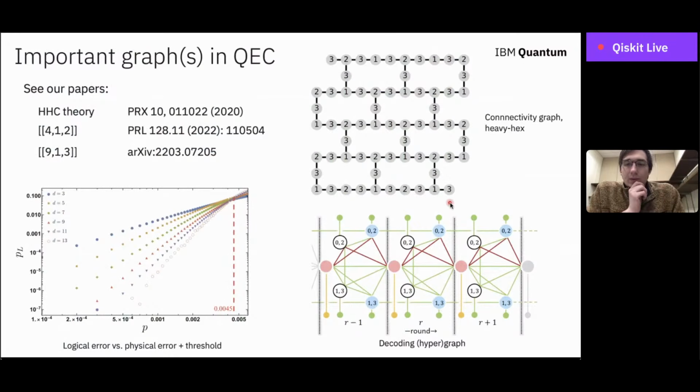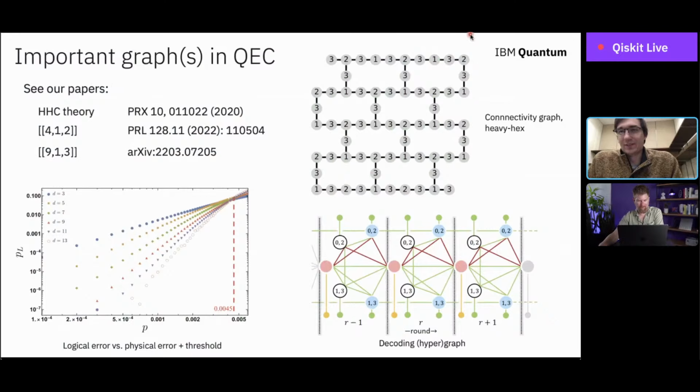Okay, so I want to conclude here because I'm over time, but this is my summary slide of the most important graphs in quantum error correction. You can see the logical error rate plot, the connectivity graph, and then also the decoding graph. And you can check out our papers. So thanks for listening, and I'll happily take any other questions.